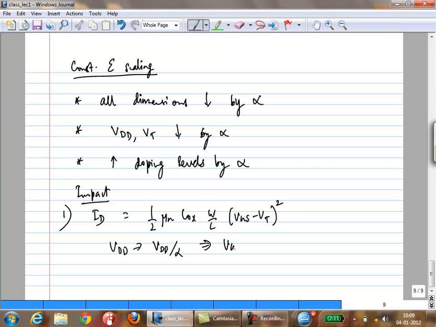We'll also assume, though this may not be 100% true, that VGS, the gate-source voltage, also goes down by approximately alpha, all voltages. What happens to COX? It goes as 1 by alpha.